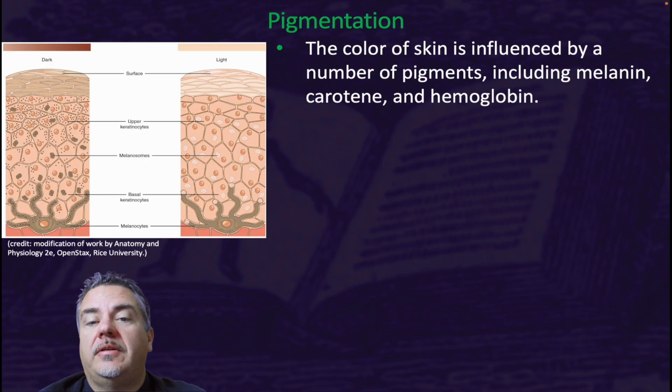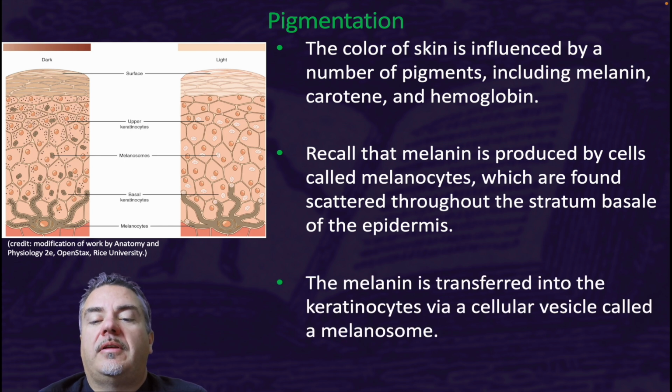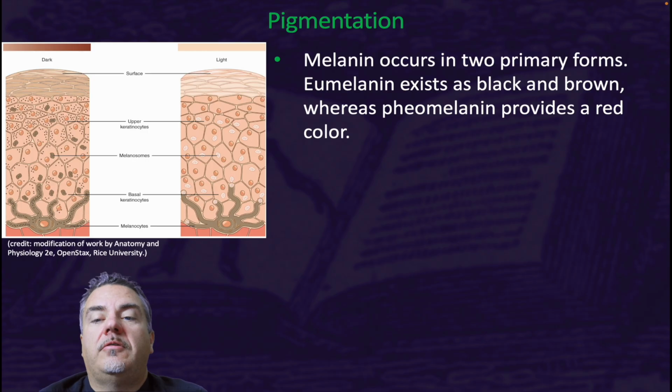The color of skin is influenced by a number of pigments, including melanin, carotene, and hemoglobin. Recall that melanin is produced by cells called melanocytes, which are found scattered throughout the stratum basale of the epidermis. The melanin is transferred to the keratinocytes via a cellular vesicle called a melanosome. The melanin occurs in 2 primary forms. Eumelanin exists as black and brown, whereas pheomelanin provides a red color.